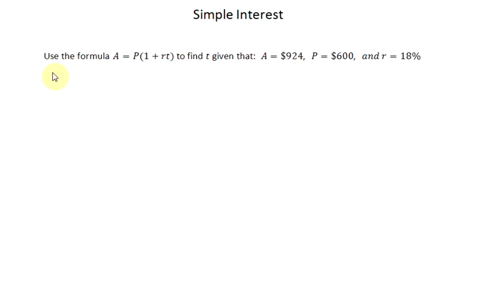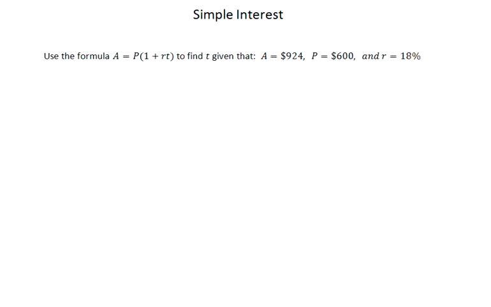In this video, we're going to work a couple of examples related to simple interest. The first example reads, use the formula A equals P times the quantity 1 plus RT to find T, given that A equals $924, P equals 600, and R equals 18%.